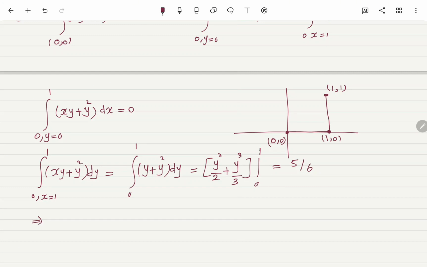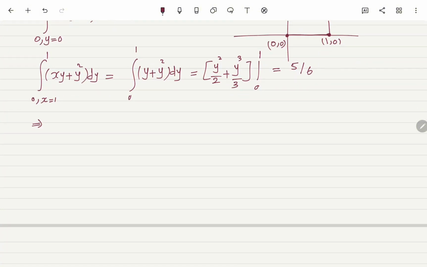Now the integration from 0 0 to 1 1 of xy plus y square, i dx plus j dy, is equal to 5 over 6 j hat.